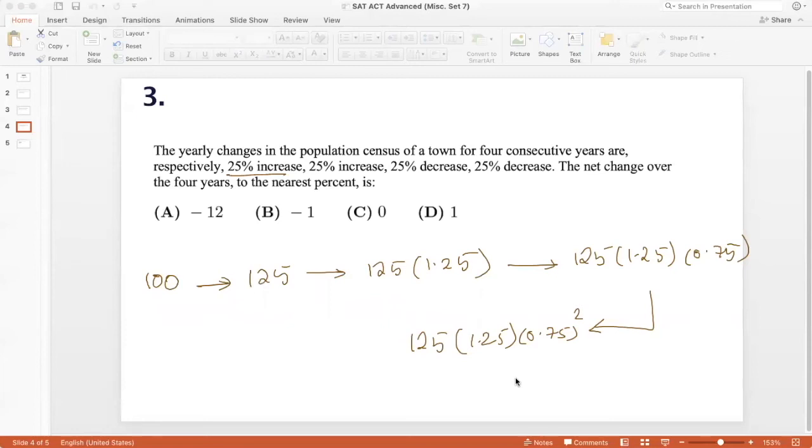So let's plug this into the calculator. 125 into 1.25 into 0.75 into 0.75. So that's 87.9, right? 87.9, so nearly 88. So I went from 100 to 88 over a course of 4 years, net change, right? So that's a 12% decrease. So option A.